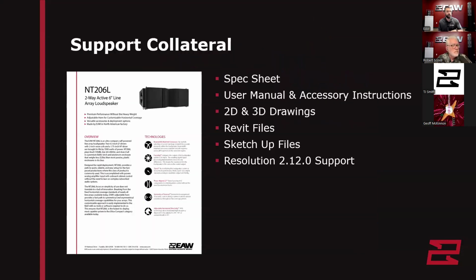The last thing I want to cover is our support collateral. What do we offer on the product page that supports the usage of the system? We have a spec sheet available, a user manual, accessory instructions, 2D and 3D drawings. There's Revit files available. SketchUp files are around the corner. Those will be available shortly. And then, as I mentioned, Resolution 212.0 support, although when we do have that 95-degree asymmetrical support, that'll probably become 212.1. So all those are available on the website now, available with the product.